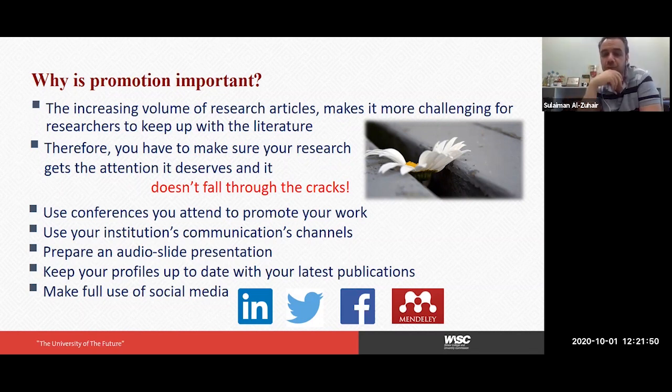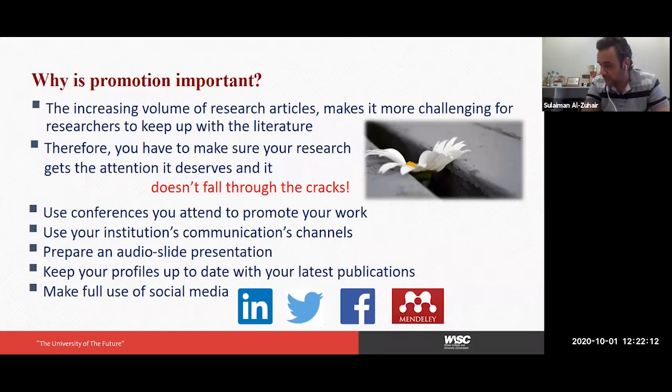Always try those to promote your work. Prepare audio slides that Elsevier and most publishing houses provide. Take advantage of this and mention it. Keep your profiles up to date with your latest publications. Use social media like LinkedIn, Twitter, Facebook, Mendeley, all those to promote your work.